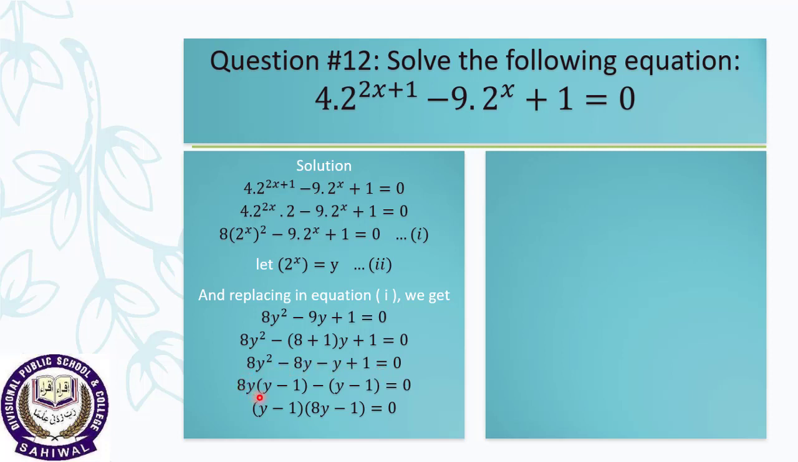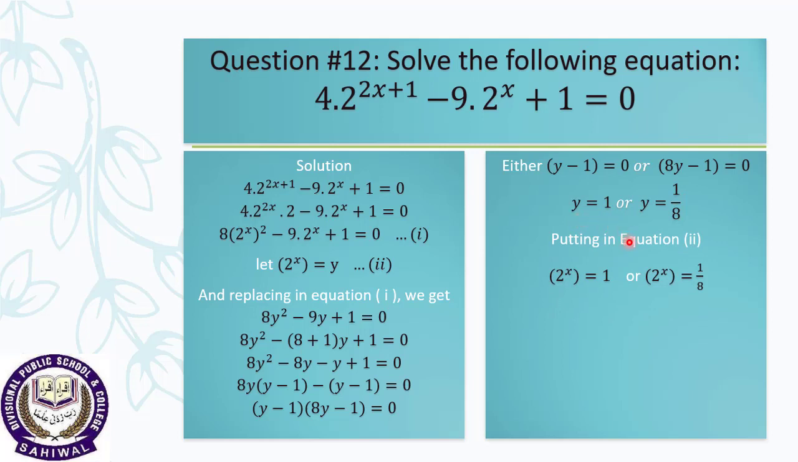Taking 8y as common, we get 8y(y minus 1) minus 1(y minus 1) equal to 0. When we have nothing in common, we say it's 1. y minus 1 is the common factor, and the remaining terms are 8y minus 1, which is equal to 0. So, we can say that either y minus 1 is equal to 0 or 8y minus 1 is equal to 0. Solving them for the values of y, we get y is either equal to 1 or y equal to 1 by 8.